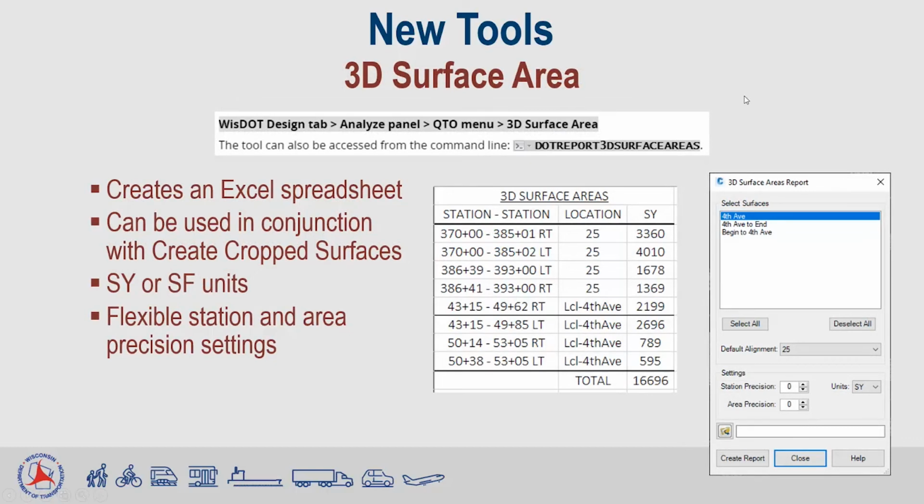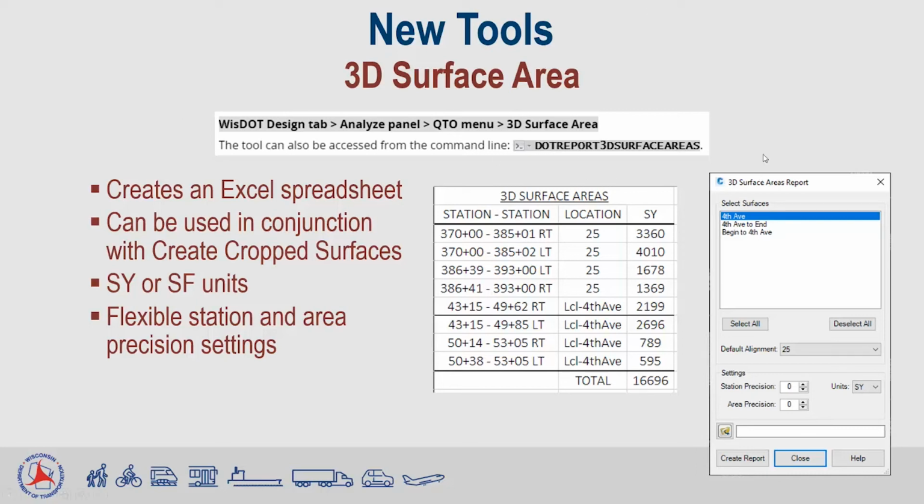And here's what I talked about earlier. You've got your crop surfaces. You've assigned alignments to each of those surfaces. Now you can get yourself a nice report in Excel that will give you the station range of the surface, the alignment name, and the area. And you can either report area in square yards or in square feet.